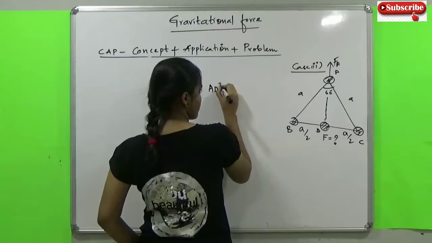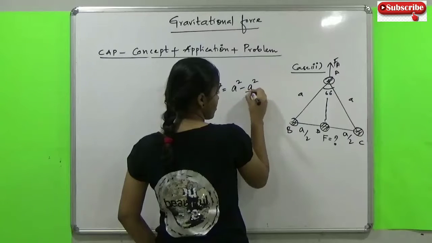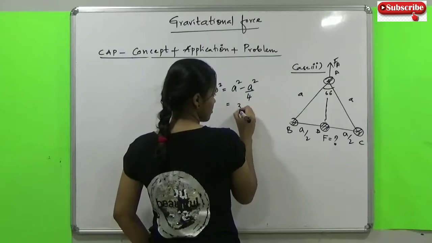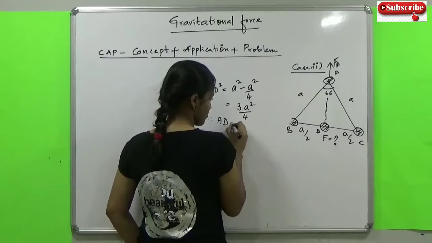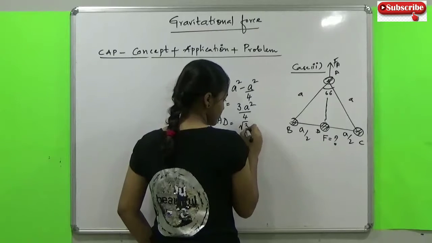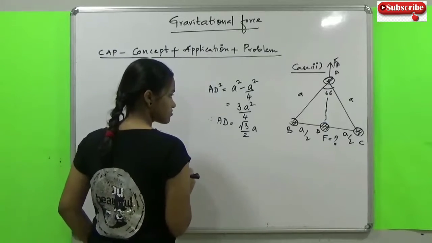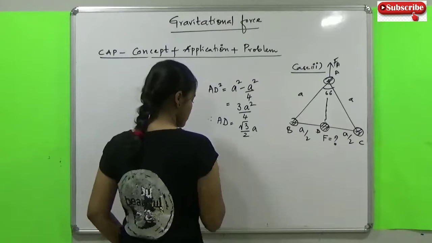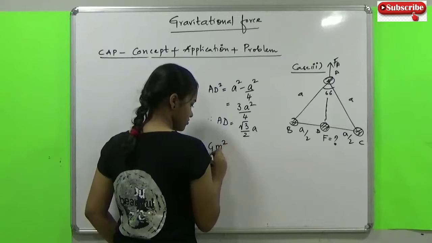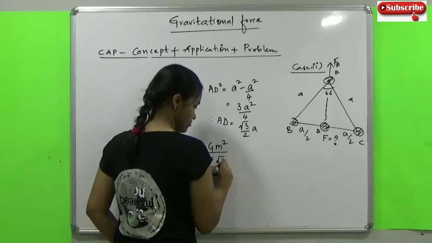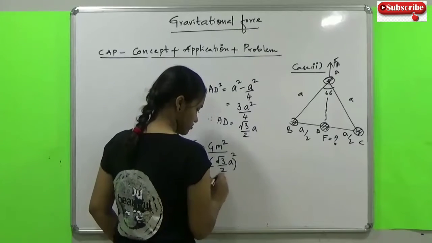So we are considering A, B, C, the 3 particles placed at 3 corners of an equilateral triangle, and D is the body which is placed at the center of B and C exactly. Then we need to calculate the force acting on D. So the gravitational force between D and B and between D and C are equal in magnitude but opposite in direction, so they will get cancelled.